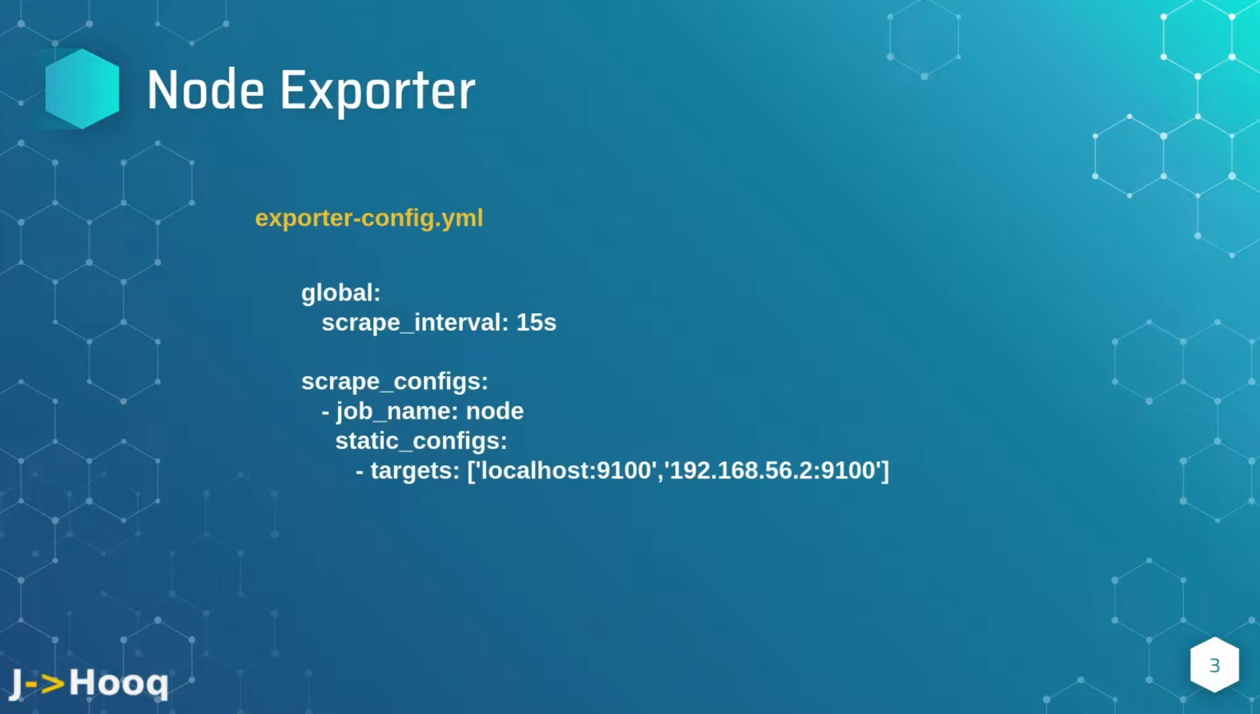We are going to do that step later in this session, but this is just to give you an idea. So here in the targets section, you need to replace the host name or the IP address based on your requirement and the situation. So this is how exporter config.yml looks.